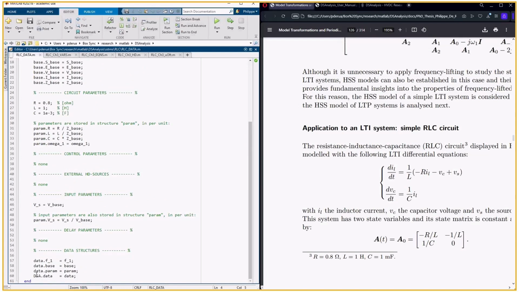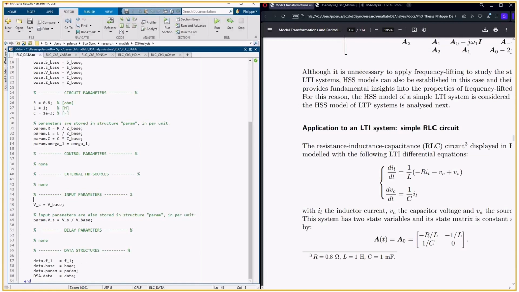written. The DSA structure is the main structure of the complete toolbox. It stands naturally for the DSAnalysis toolbox. And in this particular data file, we write the data structure. And there are substructures to this data structure, in particular the param structure, which is the one from which you will be able to call parameters such as circuit parameters, control parameters if there are any, as well as input parameters.